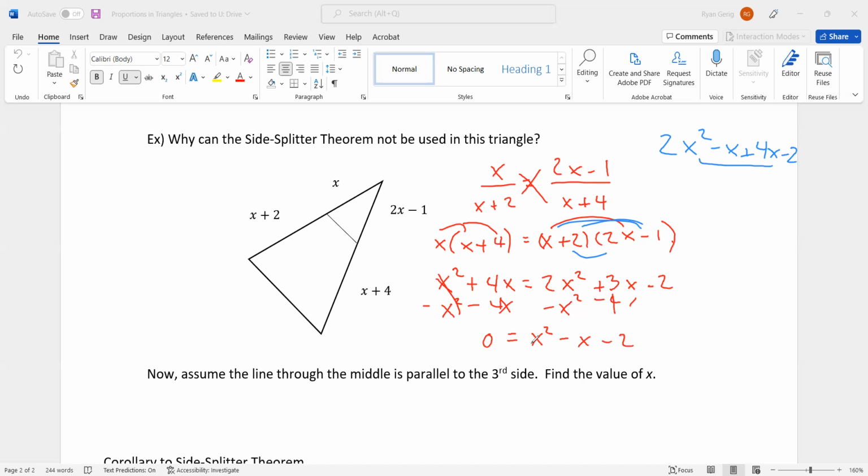Minus 2. Now what? Well, think back to the very first lesson in this unit. We factored that. I want two numbers that multiply to negative 2 and add to negative 1. That would be negative 2 and positive 1. But I'm still not done. I got to set both of those equal to 0 to get my x values. And I get x equals 2 and x equals negative 1.